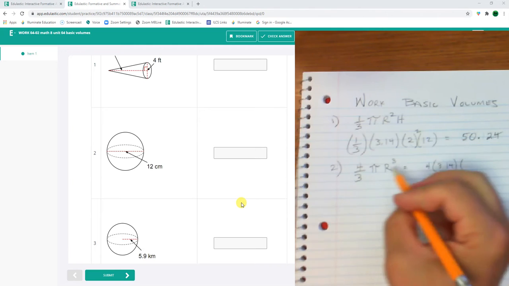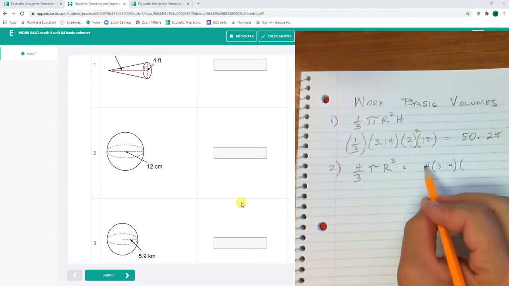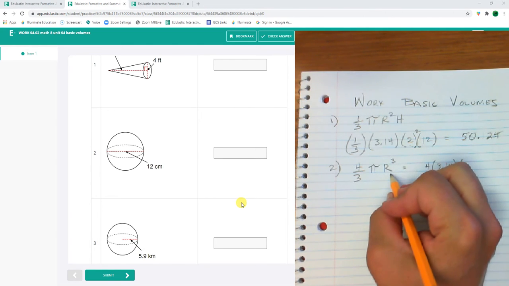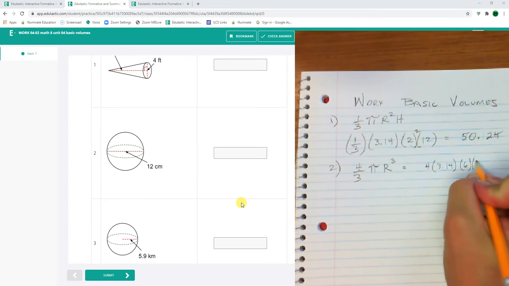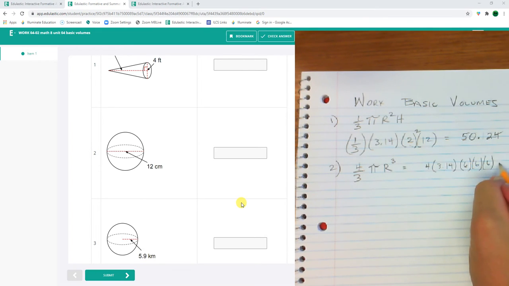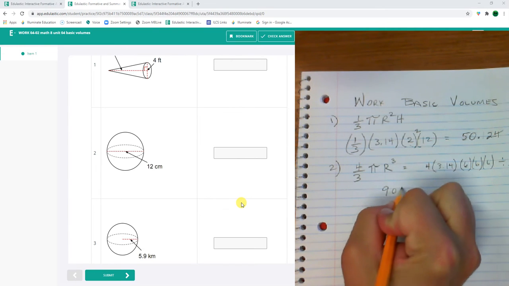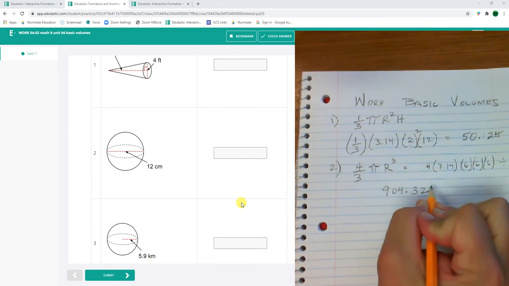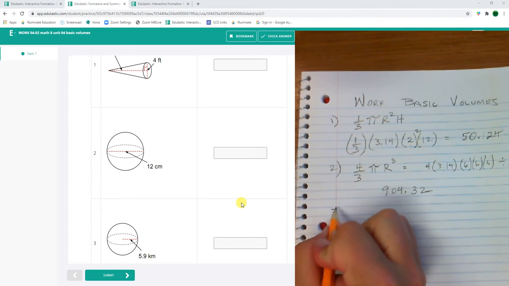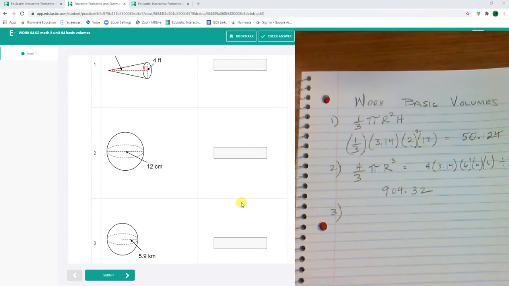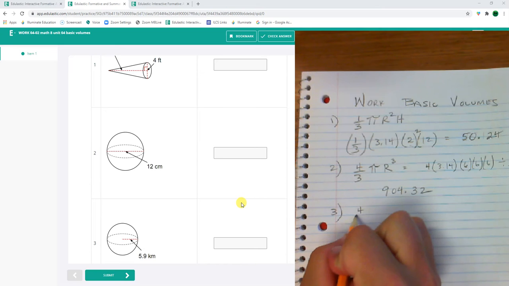Okay, this one. 4 times 3.14 times the radius, and the radius of this is 6, 6, 6, and then divide that by 3. Okay. 4 times 3.14 times 6 times 6 times 6 divided by 3. Number 2 is 904.32. Number 3.